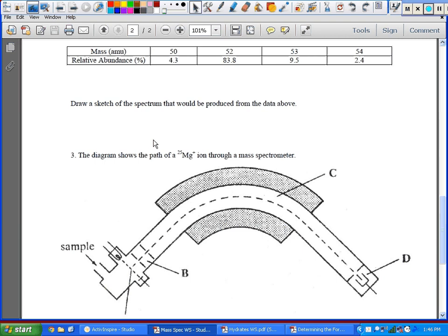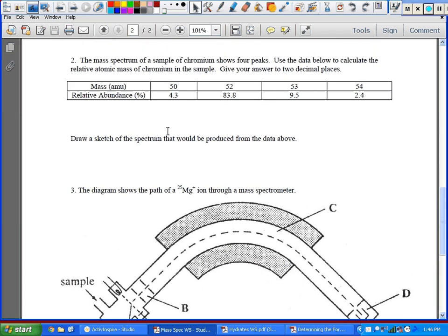Do you agree? Question 2. The mass spectrum of the sample of chromium shows 4 peaks. Here are the peaks. It's going to show a peak at 50, at 52, at 53, and 54. Use the data below to calculate the relative atomic mass for chromium in the sample.